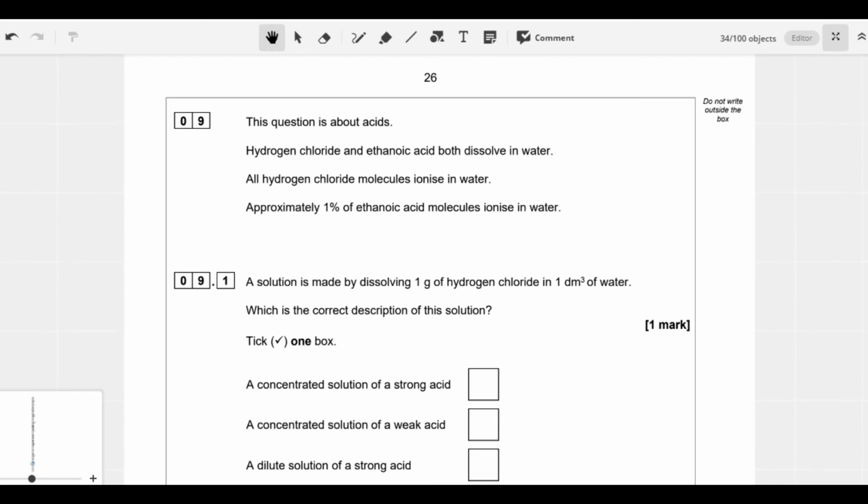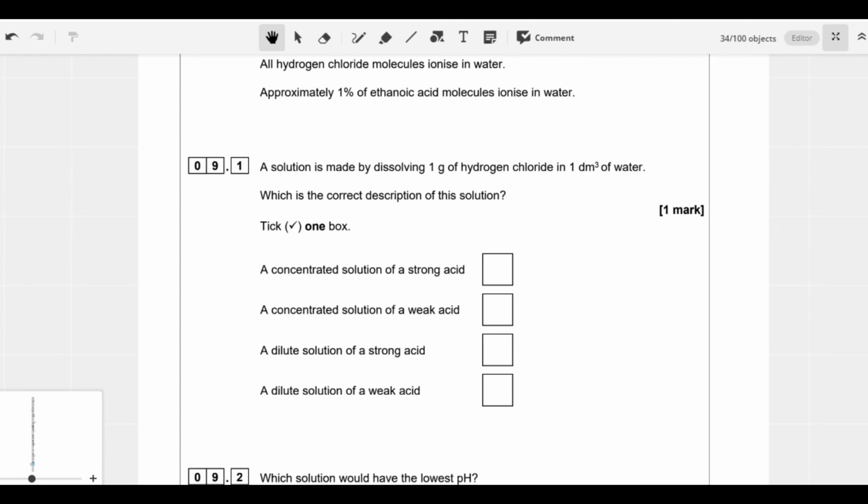Okay, now the last question of this paper is about acids. Hydrogen chloride and ethanoic acid both dissolve in water. All hydrogen chloride molecules ionize in water. Approximately 1% of the ethanoic acid molecules ionize in water. The question is, a solution is made by dissolving 1 gram of HCl in 1 decimeter cube of water. Which is the correct description of this solution? You have to click which one.